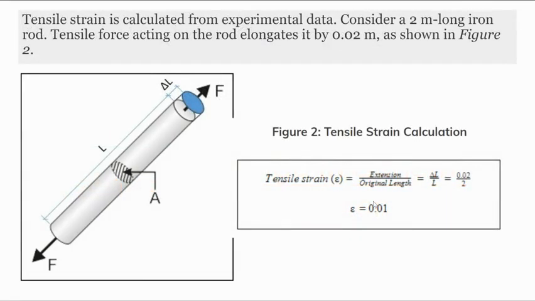So again, we could do this experimentally. If we consider our 2-meter long iron rod, the tensile force acting on the rod elongates it by 0.02 meters. And so to calculate the strain, we would take the extension, or the difference in length, 0.02 meters, and divide it by the original length of the rod, which was 2 meters. Our strain value is going to be 0.01. And note, meters divided by meters, the meters will cancel out. And so your strain value is always a numerical value that does not have a unit, because in order to calculate it properly, your 2 units should match and cancel out.